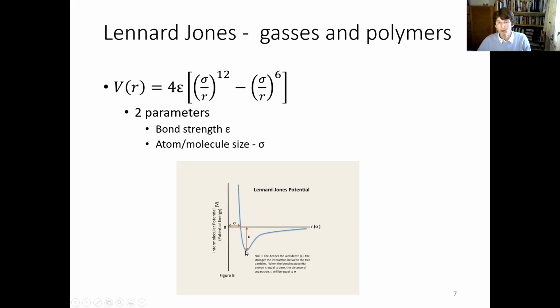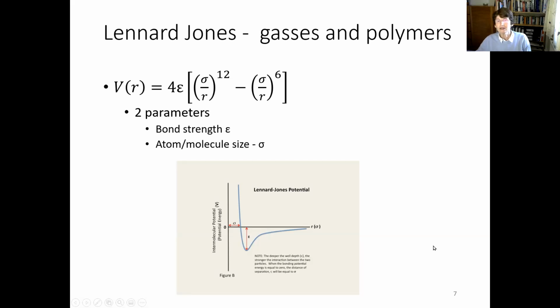You see, the depth of the well is basically epsilon. So strong bonds have deep wells. And then there's the size of the atom, so it's basically the sigma term. So bigger, larger atoms will be further apart and then have a larger sigma.